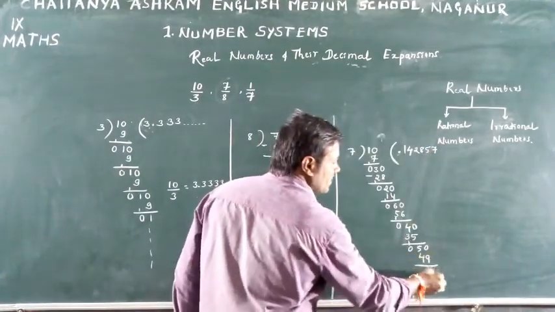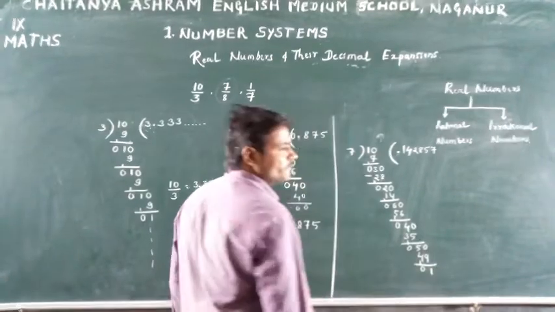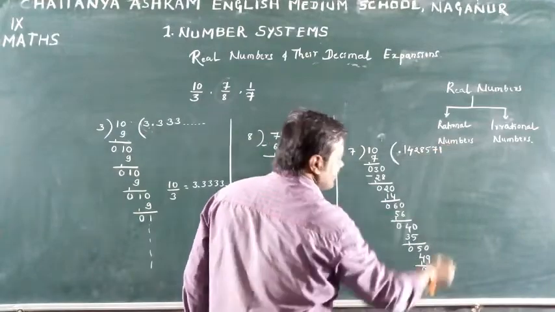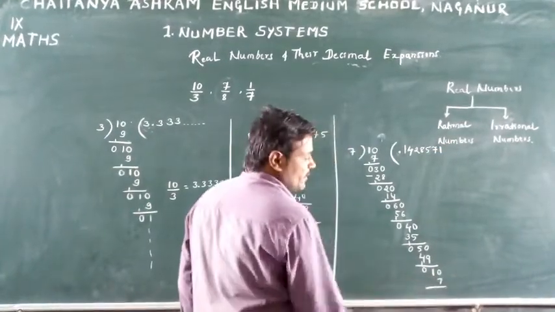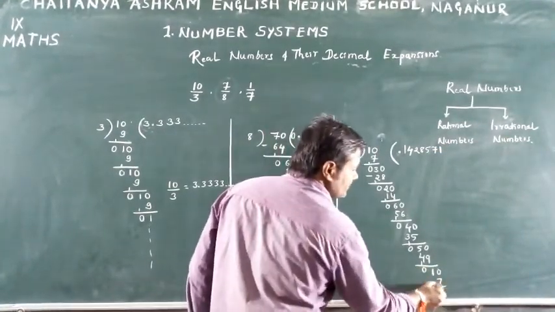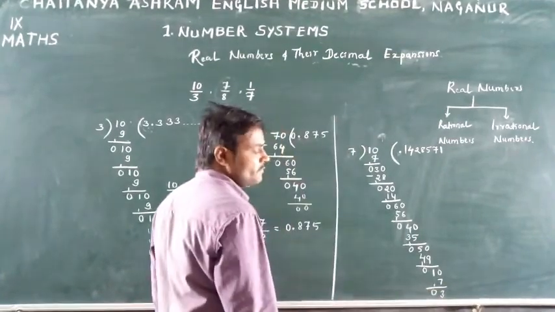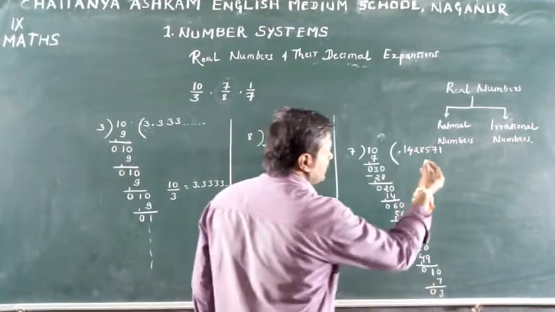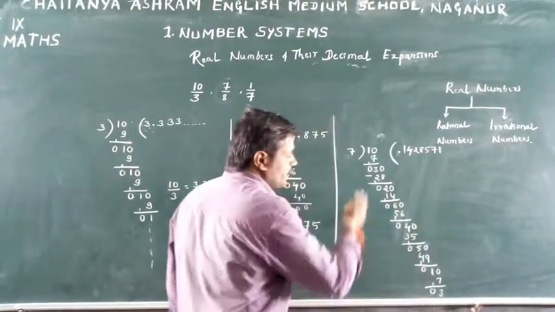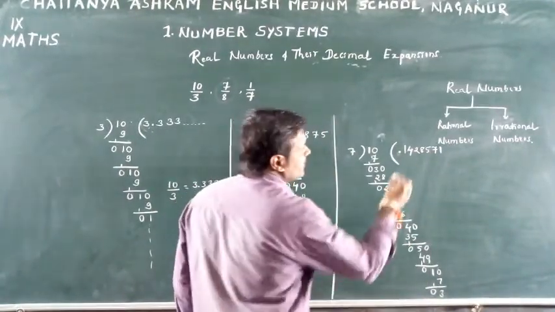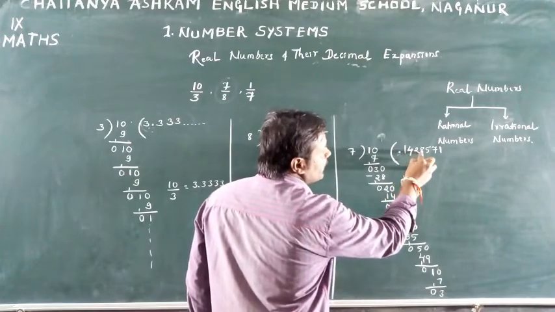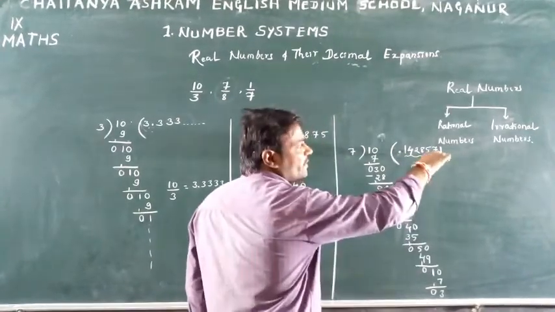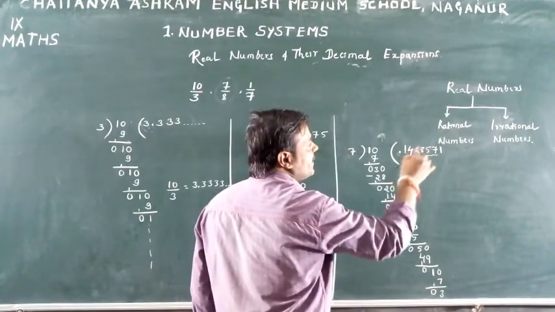0 minus 9, 1, 0. Then 7 ones are 7, 0 minus 7, 3, 0. Observe here, dear children, the division process does not end. 1, 2, 3, 4, 5, 6. After this, again the remainder 1 is repeating.